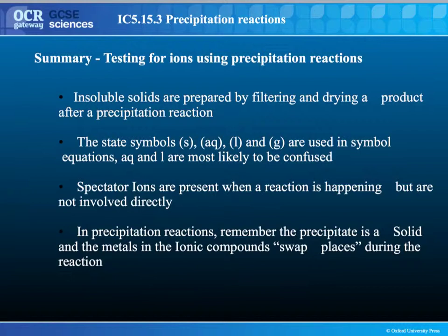So, in summary, insoluble solids are prepared by filtering and drying a product after a precipitation reaction. State symbols S, AQ, L and G are used in symbol equations. AQ and L are the ones that you're most likely to be confused because all aqueous solutions are within liquids, so that's why they're hard to identify. Spectator ions are present when a reaction is happening, but not directly involved in the thing we're interested in. And in precipitation reactions, remember the precipitate is a solid, and we're basically swapping places of the metal ions in the ionic compound.